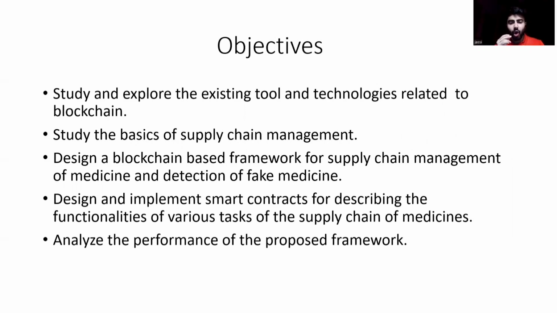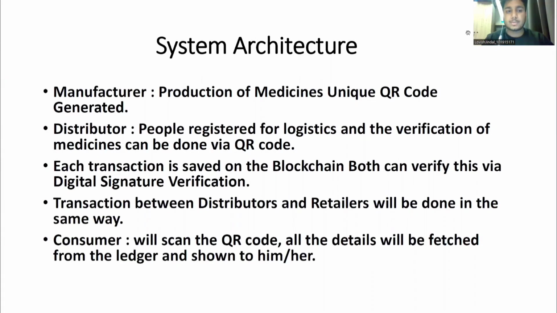Now, the objective of our project is to provide a blockchain-based framework for the supply chain management, detection and tracking of medicines. We are designing and implementing smart contracts for describing various tasks in that supply chain. Also, the objective is to explore the technologies related to the blockchain and analyze the performance of the proposed framework. System architecture consists of four stakeholders: manufacturers, distributors, retailers, and consumers.